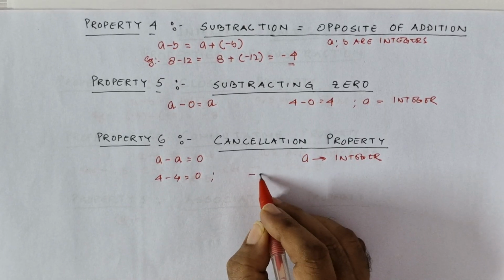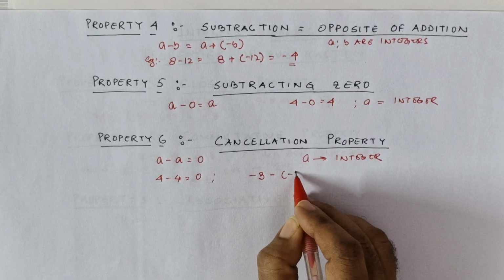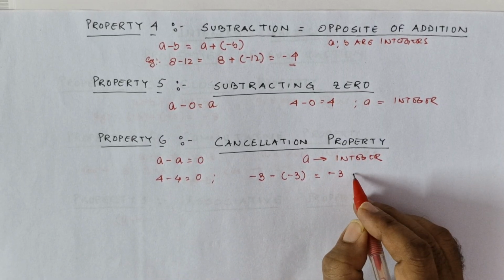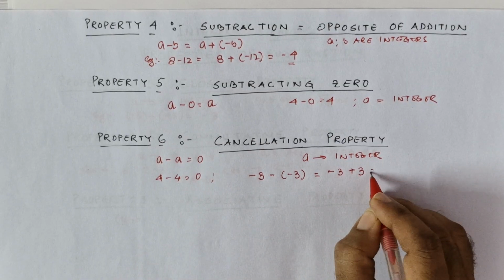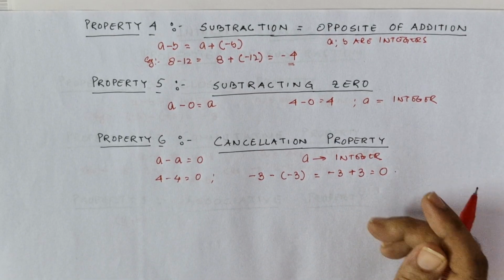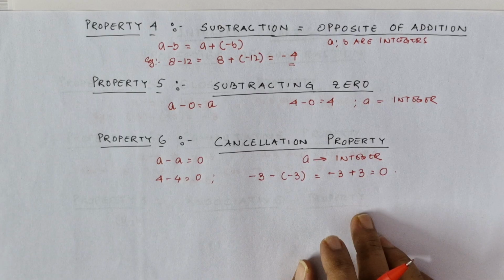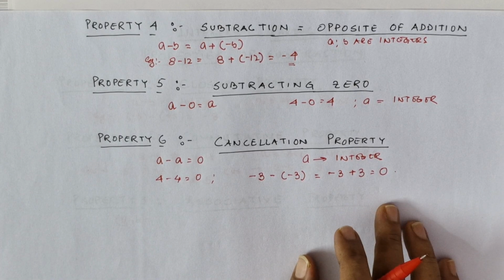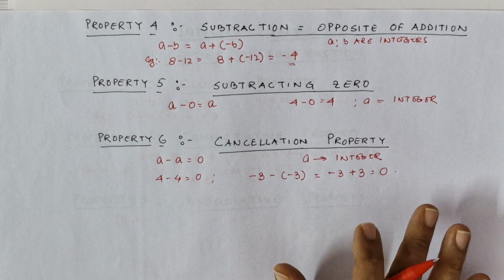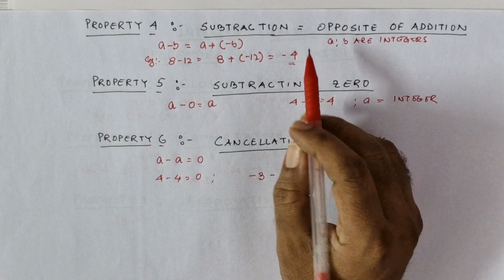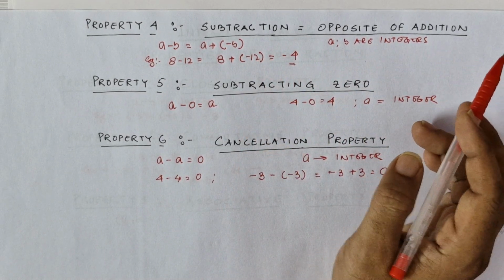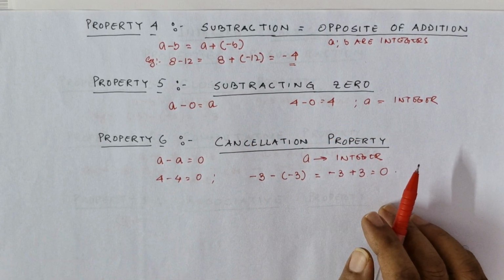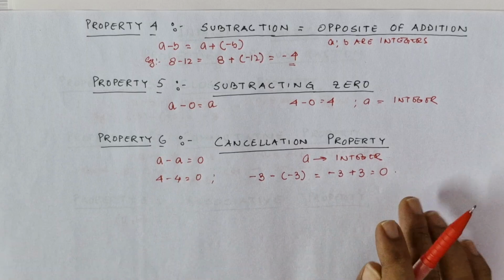Got it? If you take two negative integers, minus 3 minus of minus 3, see, it results in minus 3 plus 3, which is equal to 0. See? So these are the 6 properties. Got it? So we have seen closure property, commutative property, associative property of subtraction. Then we have seen subtraction is equal to the opposite of addition. We have seen subtracting 0, and we have seen the last one as the cancellation property.